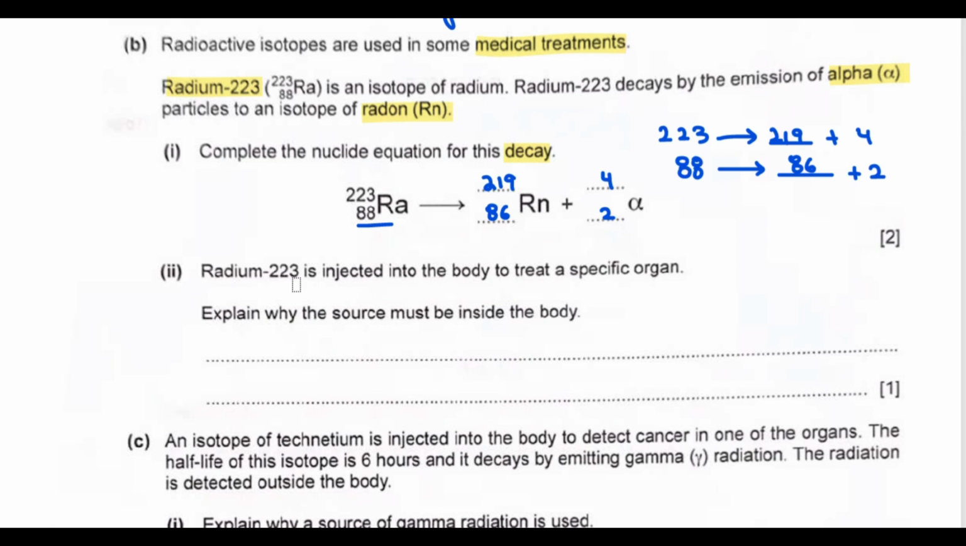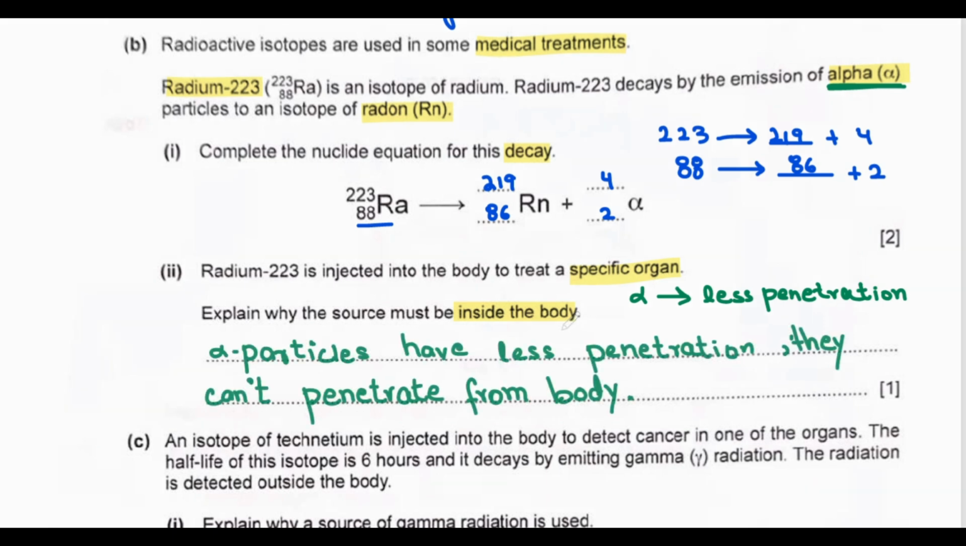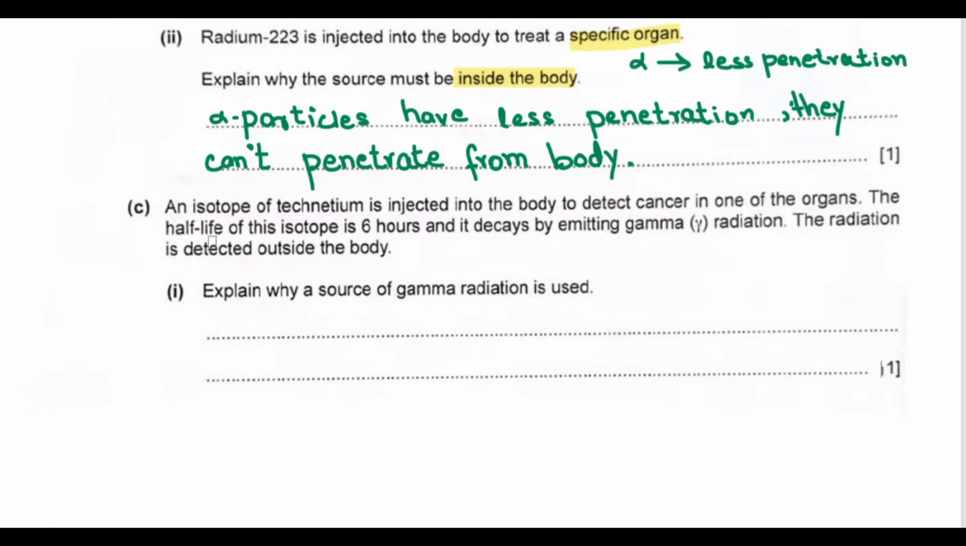Second part says radium-223 is injected into the body to treat specific organs. Explain why the source must be inside the body. As you know, radium is going to decay by emitting alpha particles, and alpha particles have very little penetration ability because of their greater mass. That means they cannot penetrate into the body from outside. That's why we have to use the source inside the body so that they can work. So alpha particles have less penetration, they cannot penetrate from outside the body.